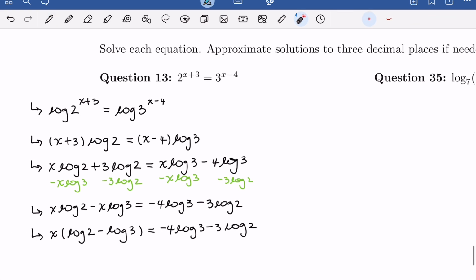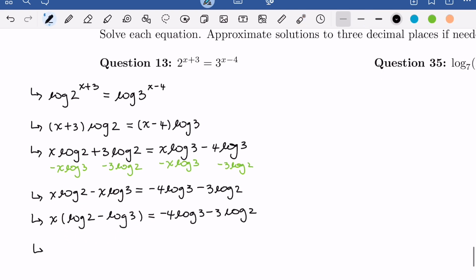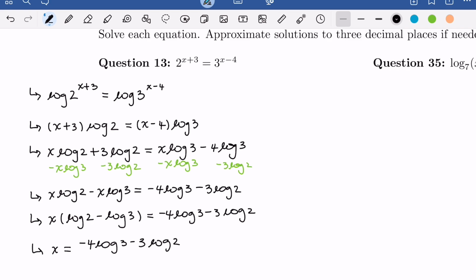Now our last step here is we're just going to divide by this whole thing on both sides of our equation to get x completely isolated. So we're going to end up with x equal to minus 4 times log of 3 minus 3 times log of 2, all over this difference here, log of 2 minus log of 3. Now that we have x completely isolated, we can just plug this whole thing into our calculator, and this is going to give us approximately 15.967. And so we're approximating to 3 decimal places.